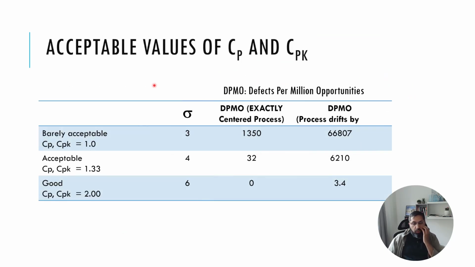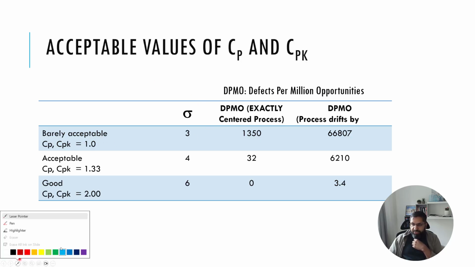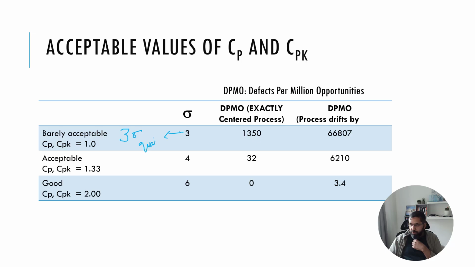Let's continue. Let's look at what values of CP and CPK are acceptable. A CP of 1.0 or a CPK of 1.0, both of them indicate what we call a 3 sigma level of quality. So this is called 3 sigma quality level.